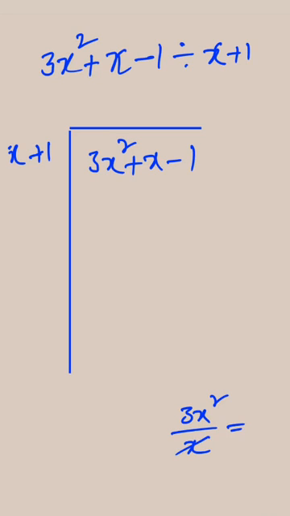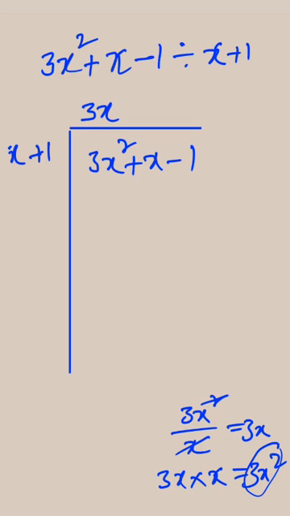Divide it first: x squared divided by x, the x cancels, and 3x is left. So that 3x we have to write here as the quotient. Then with this 3x, multiply the divisor again. The divisor is x plus 1, so x into 3x is 3x squared.